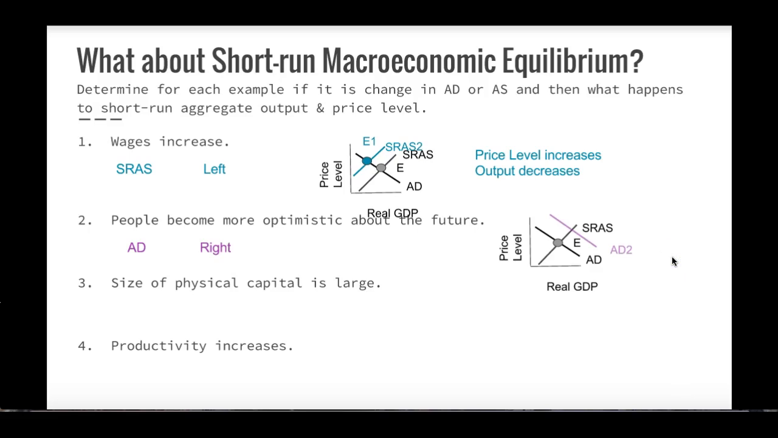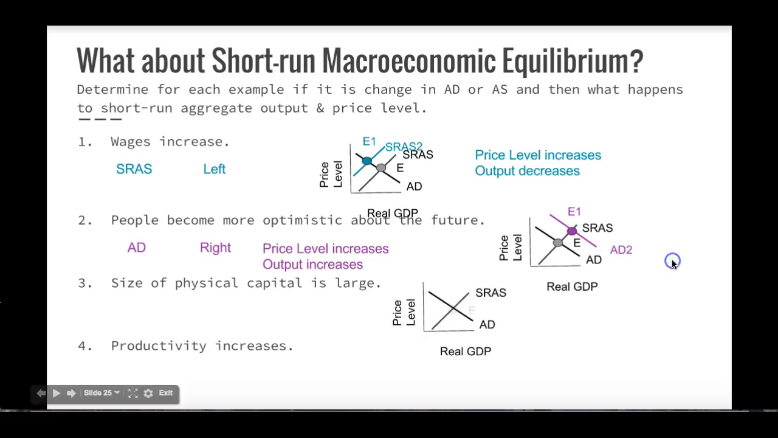So a right shift in aggregate demand is going to look like this, and here's our new equilibrium. As you can tell, our price level went up and our output went up as well. So we're producing more and the prices of everything went up as well. Number 3 says size of physical capital is large. This is again an aggregate demand example.